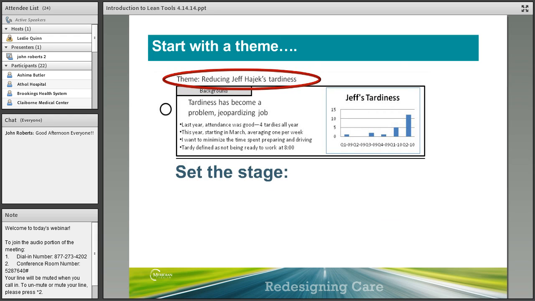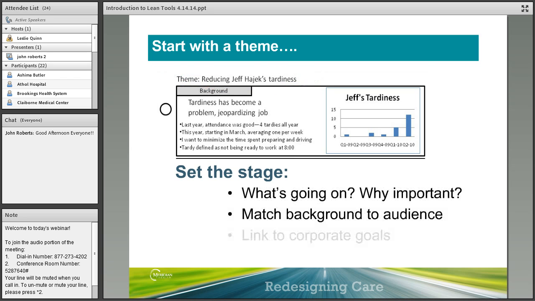So let's take an example and look at a particular problem that we're having with one of the employees being tardy. The theme is reducing this particular employee's tardiness. And again, we use bullet points to really describe what the problem is. Jeff had a good on-the-job record, and then for some reason he began to have more and more tardies.